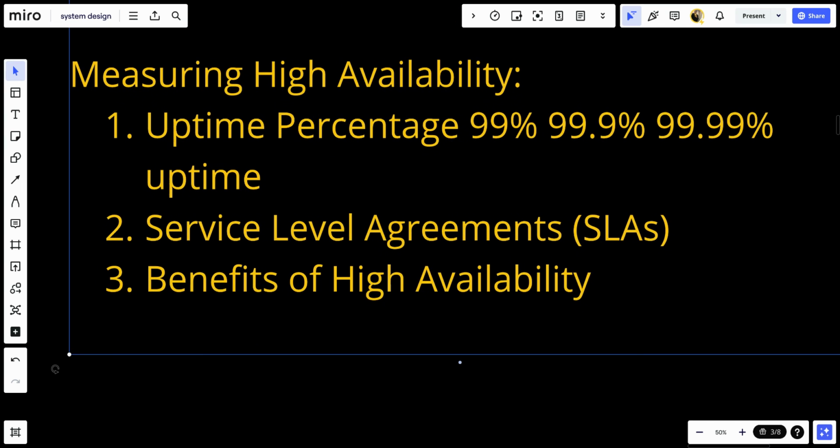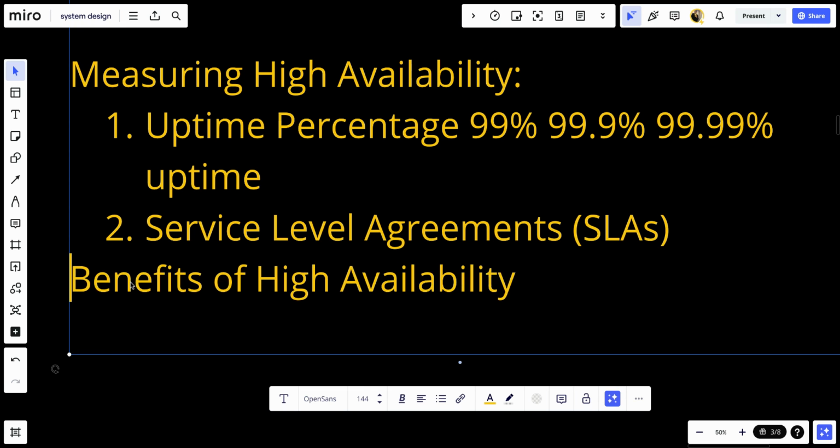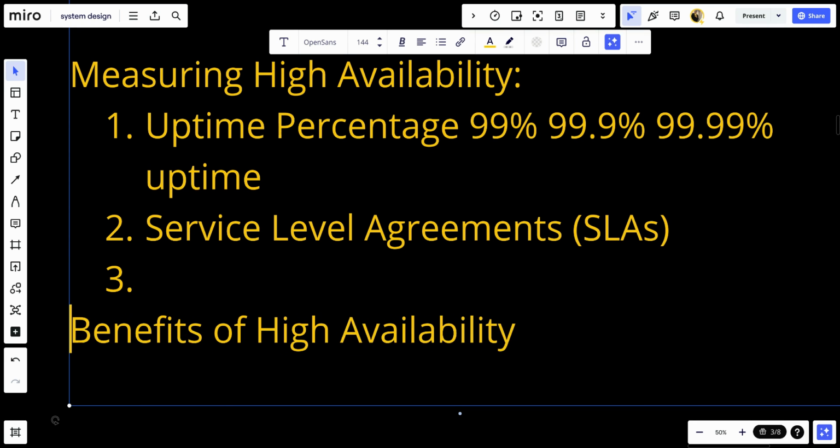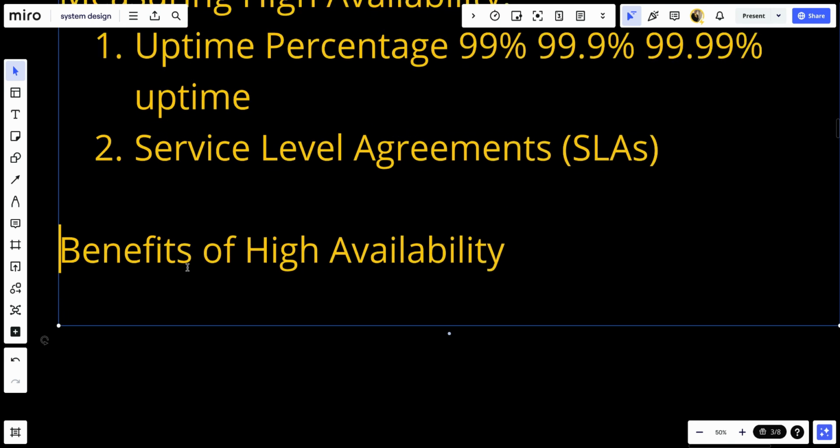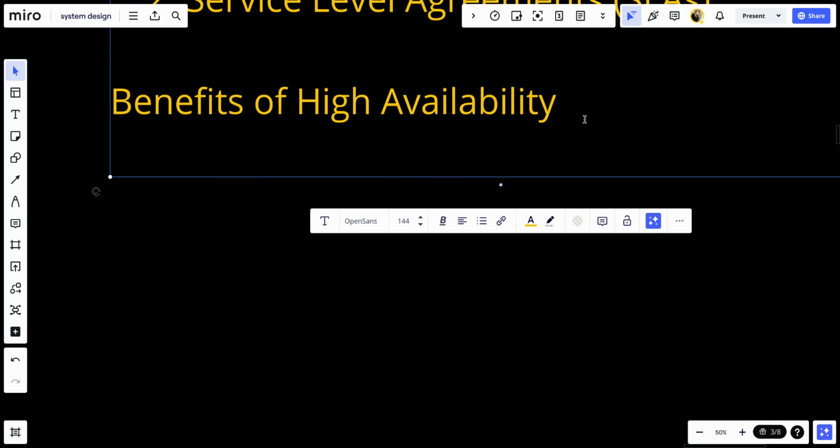Number three, benefits of high availability. I need to talk... not number three. It's a new subject. Sorry, I'm hungover from yesterday, so maybe you'll find me not functioning well today. So sorry.